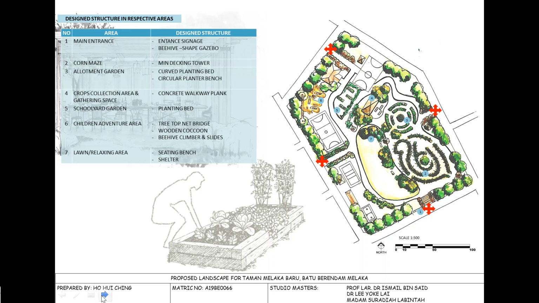So here are some of the design structures in the respective areas. Yeah, so you can see for the main entrance, we will have entrance signage and a beehive-shaped gazebo, and then allotment garden planting beds are needed, and then for the crops collection area and gathering space, there will be a concrete walkway flank. And then for the children adventure area, there are 3 design structures, which are a treetop net bridge, whereby children can play with the natural resources, like they can cross the trees with the treetop net bridge, and a wooden cocoon, as well as the beehive climbers and slides. Alright, and then we move on to the next slide.